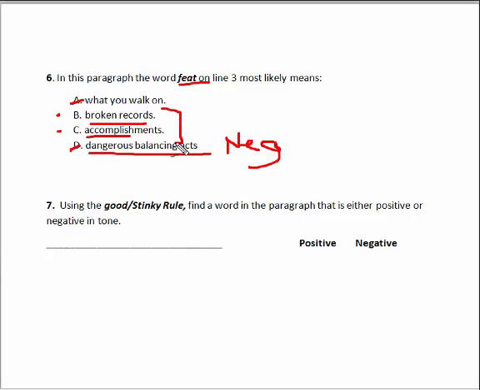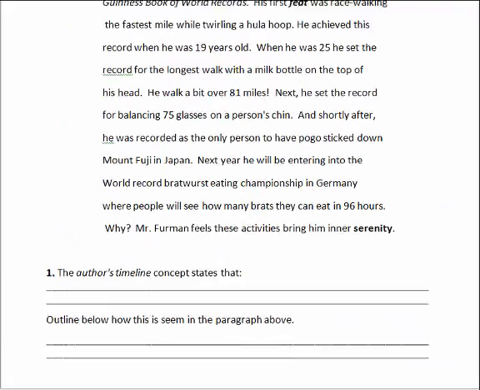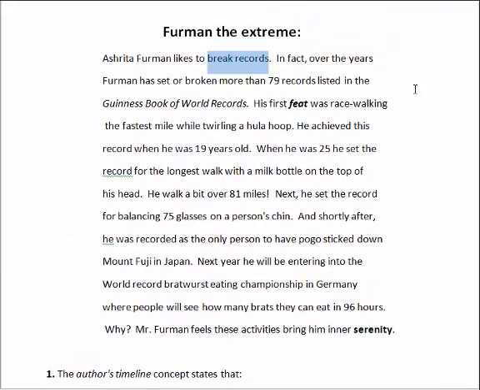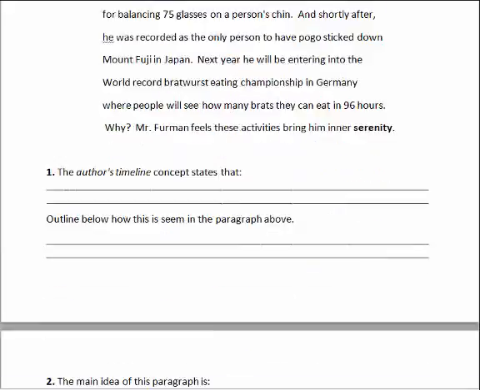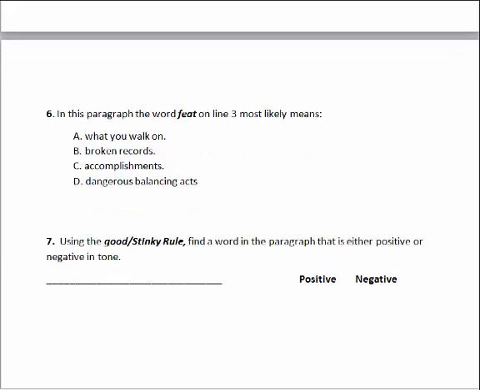And now we're going to look at it a little bit closer. Broken records or accomplishments. Let's go back up. Take a look at the context of the passage. His broken records were race walking, or his accomplishments was race walking the fastest. Right away, when you look at the context of it, the best answer choice is going to be answer choice C, accomplishments.